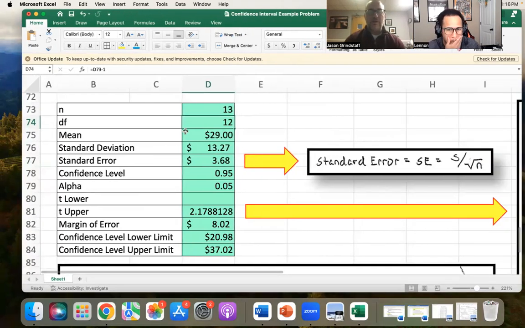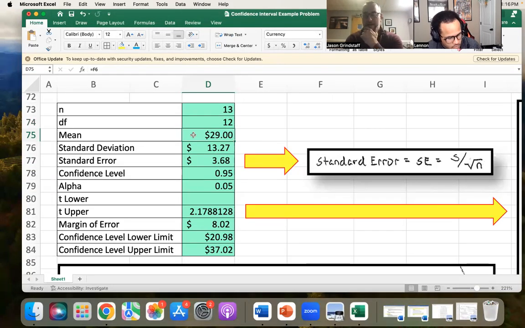Another thing that we need to know is our sample mean. We've already calculated that. Do you remember that 29 that we calculated as our average in Excel? Very good. We also need to calculate the standard deviation. And we've been doing this already in the class. So we write our formula. We use the standard deviation function, and you should come up with, for this sample, 13.27.